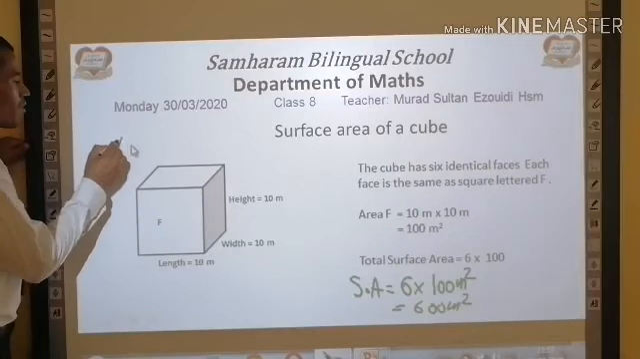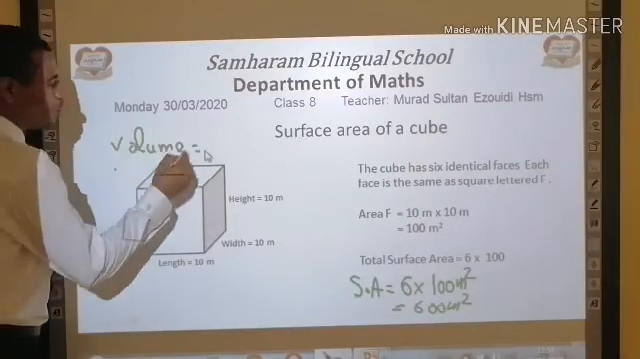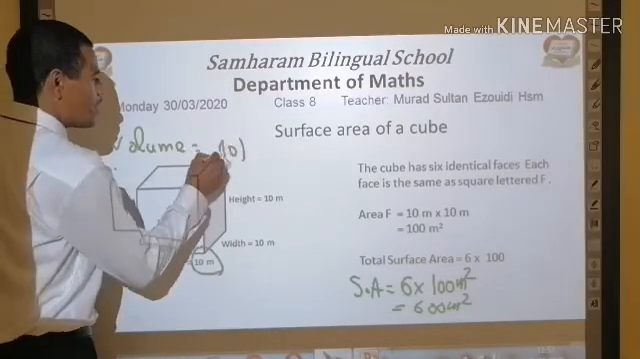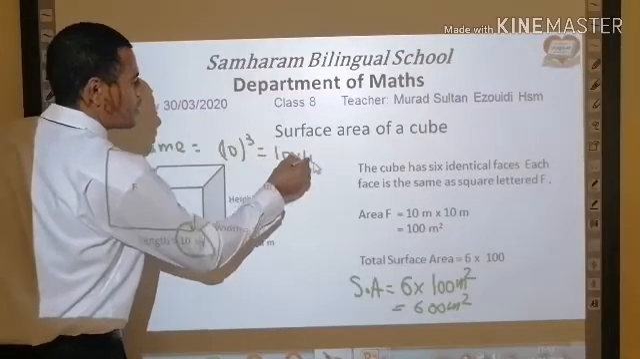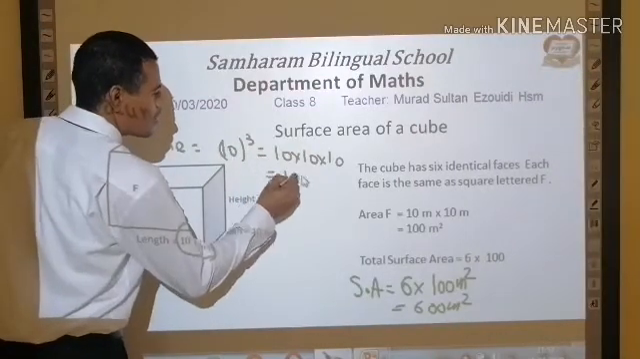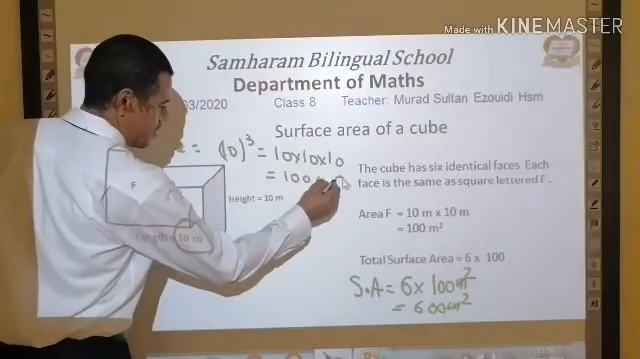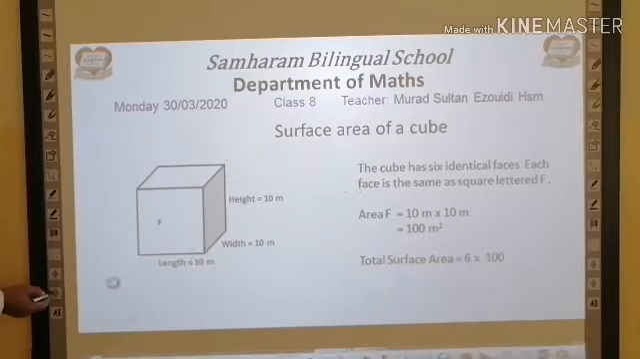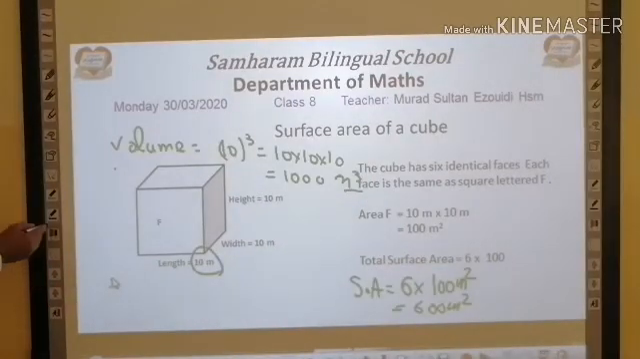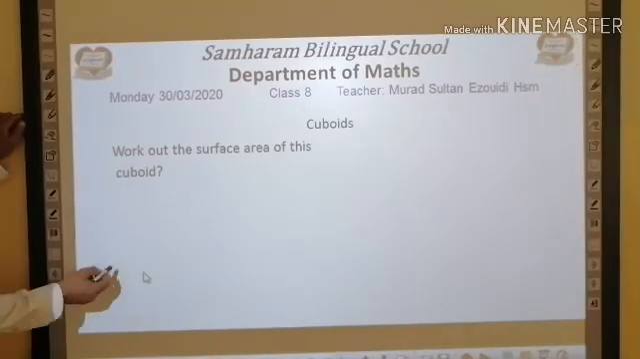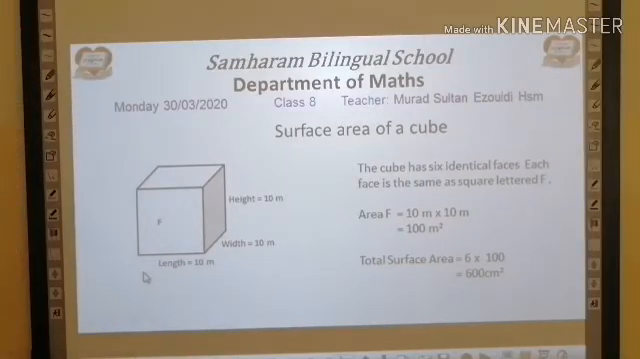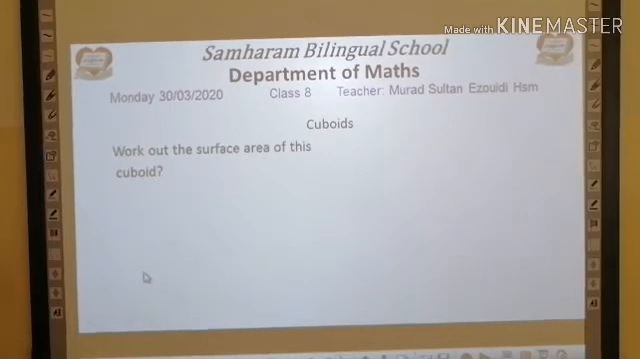But the volume, my kids, volume equals what? Equals 10 to the power 3, because it's a square. 10 to the power 3 gives 10 multiplied by 10 multiplied by 10, gives 1000 centimeters cubed. Be careful. So we said that the surface area is 6 multiplied by 100. Of course, the unit is centimeters.